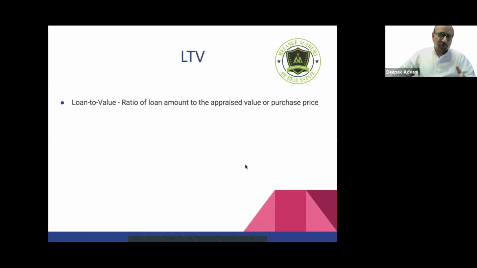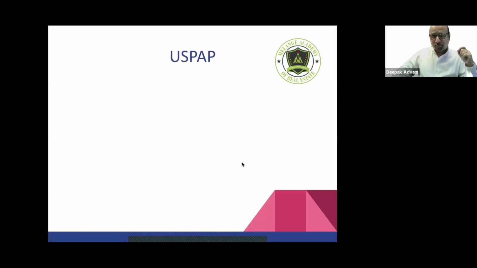LTV, loan to value. It's the ratio of the loan amount to the appraised value or the purchase price of the real estate. Now remember, on a purchase transaction, the lender always goes by the lower of both, whether it's the purchase price or the appraised value. Whichever has the lower number, the lender is going to use that number in order to qualify for the loan.